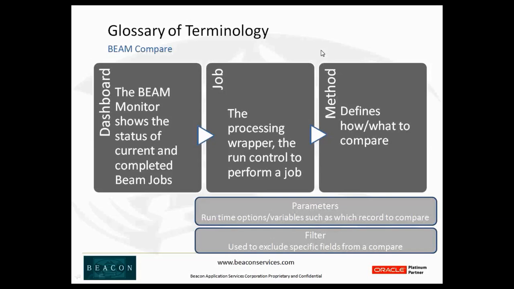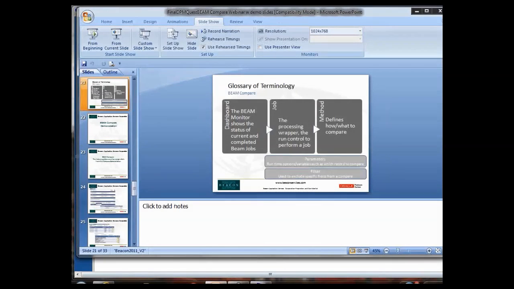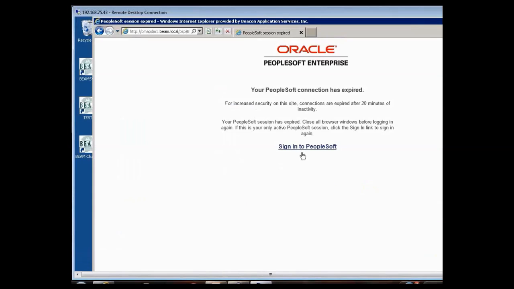The jobs and the methods will trigger specific parameters, so you know which specific component, which specific record will be prompted for you. And then we also have advanced functionality such as filters and workspaces, and we'll get into all of that shortly here. So I'm going to leave the PowerPoint and actually log into the Beam system.